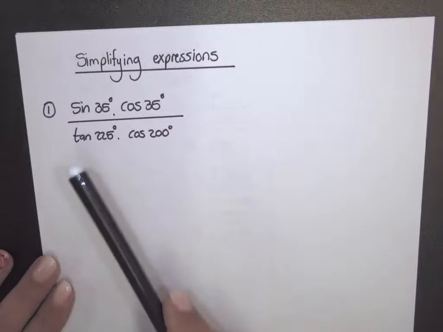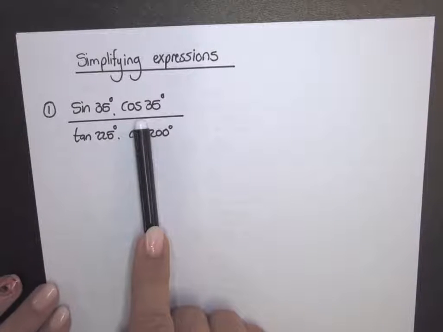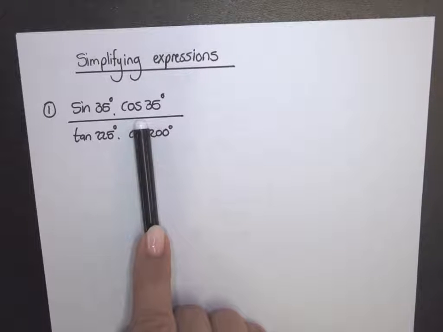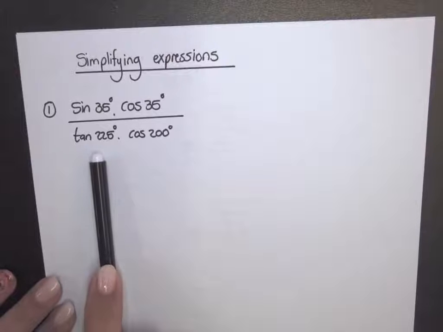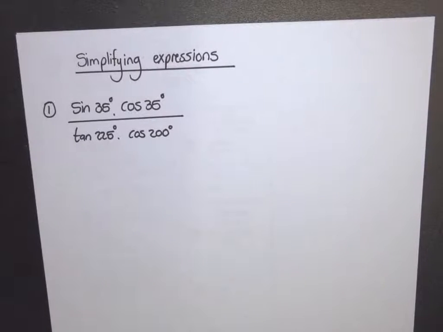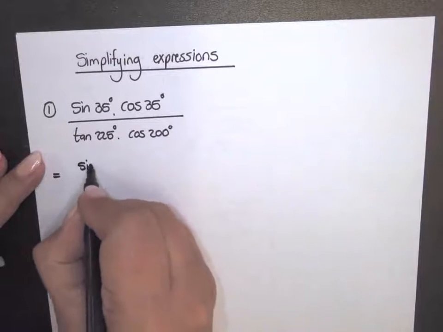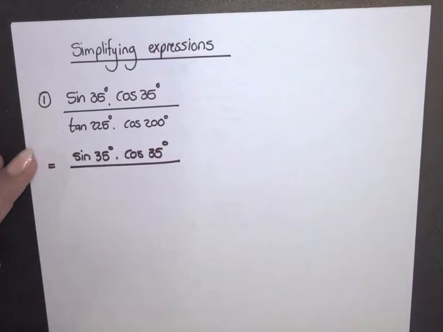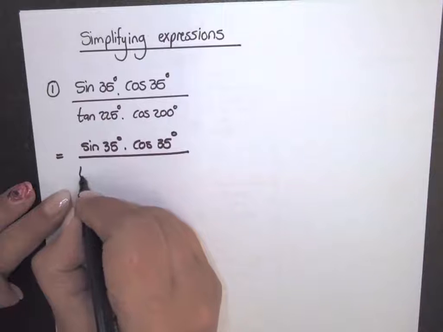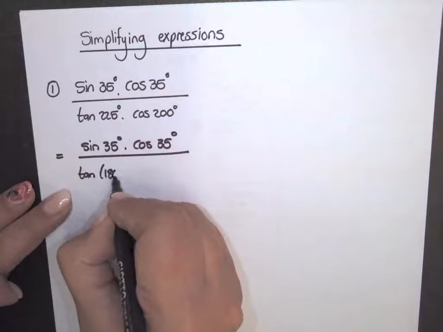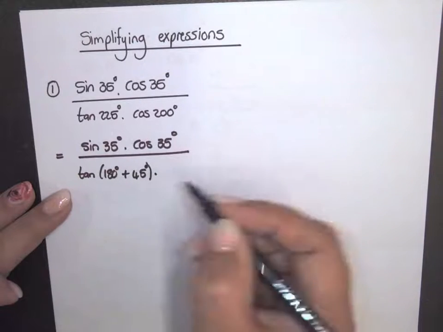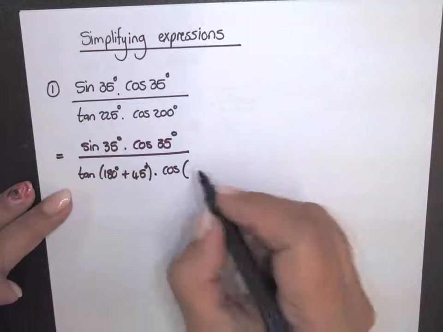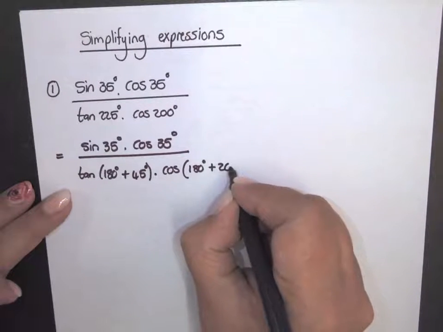If you look at the sine 35 degrees and the cos 35 degrees, we can't really do something with them at this moment. But we can use reduction formulas to simplify these two. So the numerator stays the same. And we rewrite tan 225 as 180 degrees plus 45 degrees times cos. Rewrite the 200 degrees as 180 degrees plus 20 degrees.